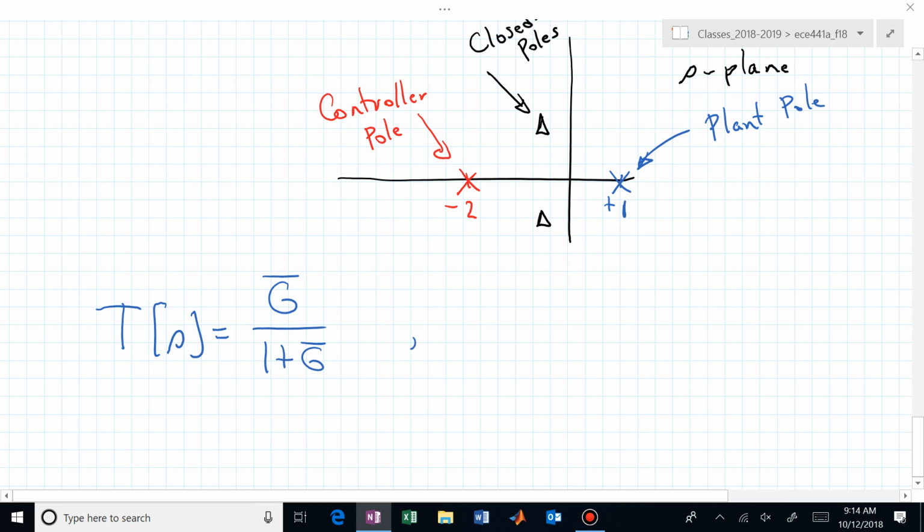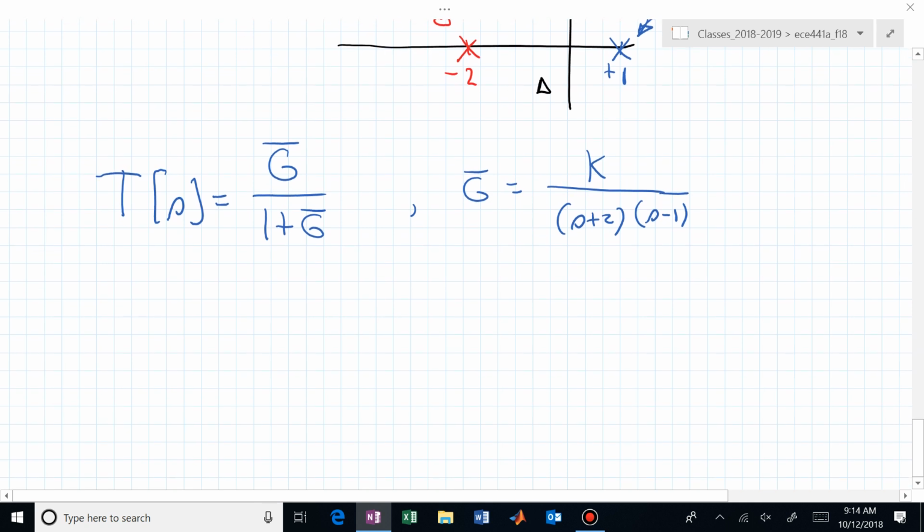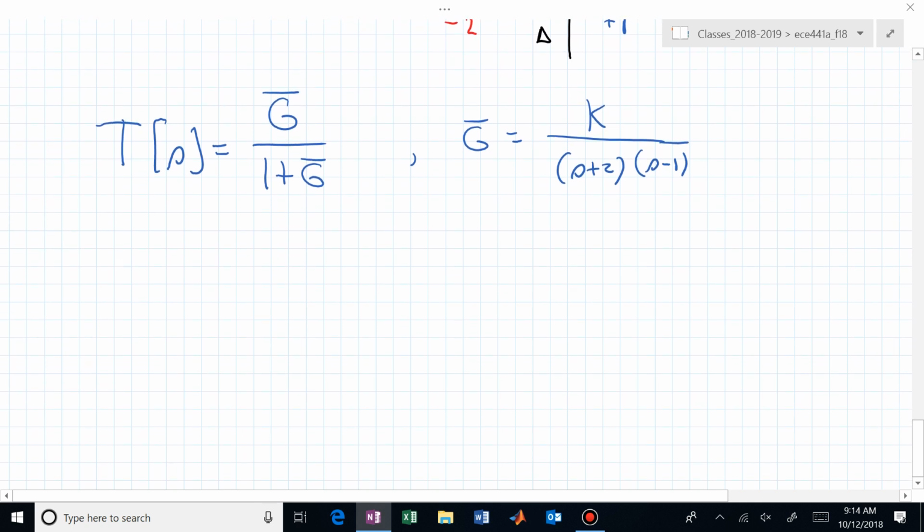And what's G bar? Well, that's the combination of our plant and controller in cascade or in series, and that's now K over s plus 2. There's our controller. And we also have the 1 over s minus 1 from our plant. If that's G bar and T is made up of some ratio of G bar, we can now compute T of s.